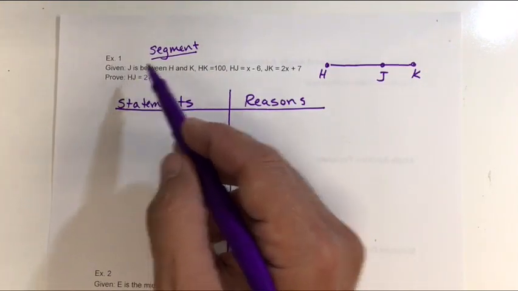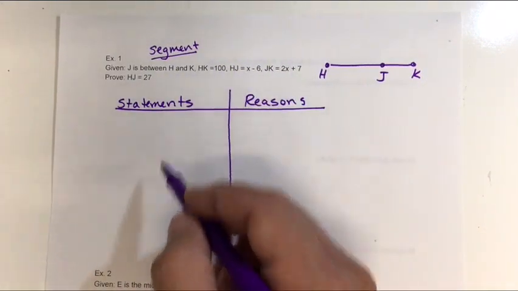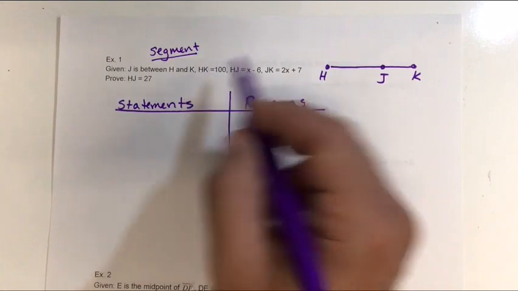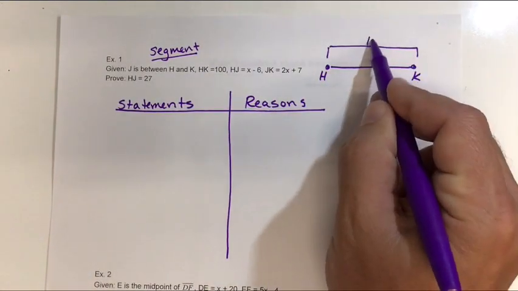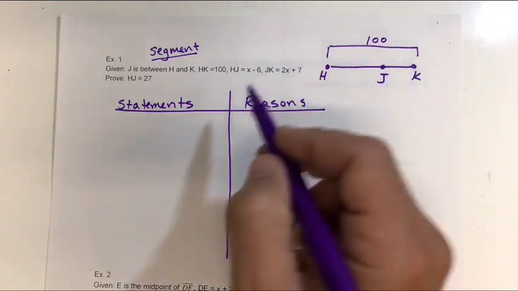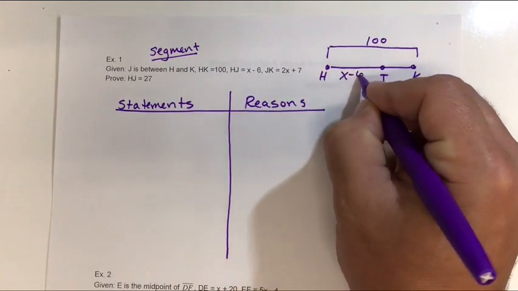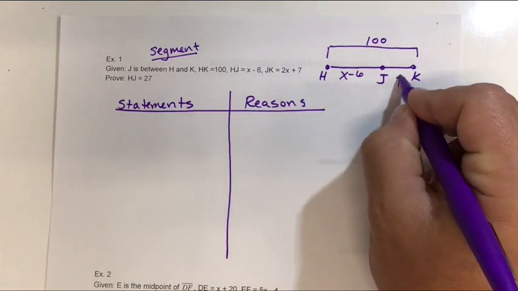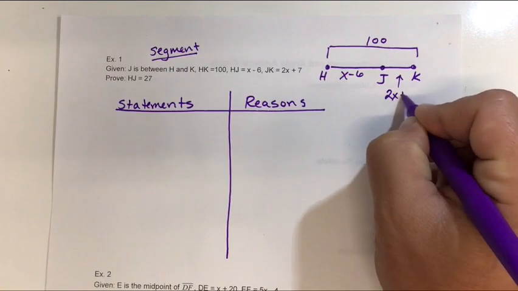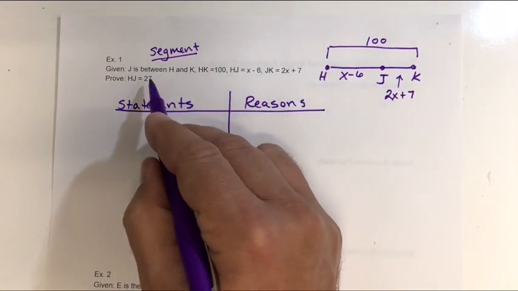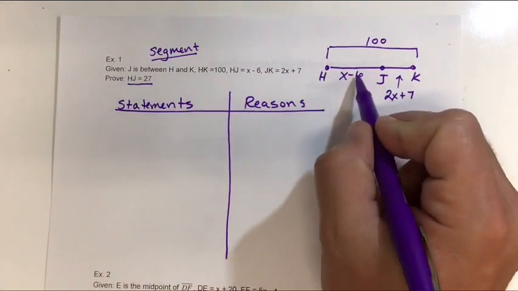This given information is really important that we put it in a picture because that's going to help as I build my proof. So HK, the entire length, is a length of 100. HJ is the expression x minus 6. And then JK, that expression, I didn't leave a lot of room there, is 2x plus 7. And what we want to prove is that the length of HJ is actually 27.